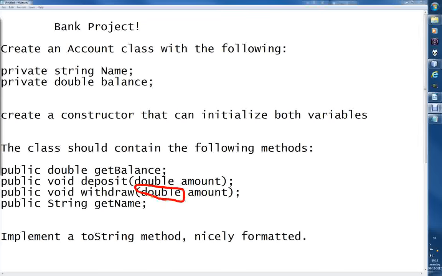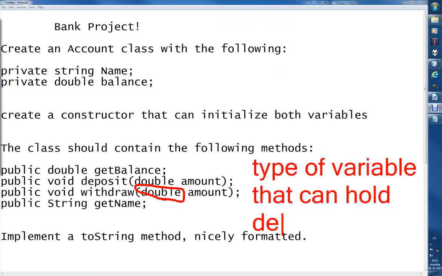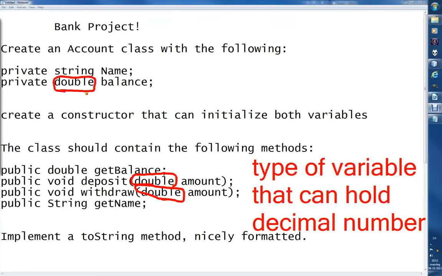Now, for this, double is just like an integer, just a different type. Double would be a type of variable that can hold decimal numbers. So what do you mean by that? It's just like we have been dealing with the integer types that can only hold whole numbers, but this double can also contain decimal numbers, so they don't have to necessarily.